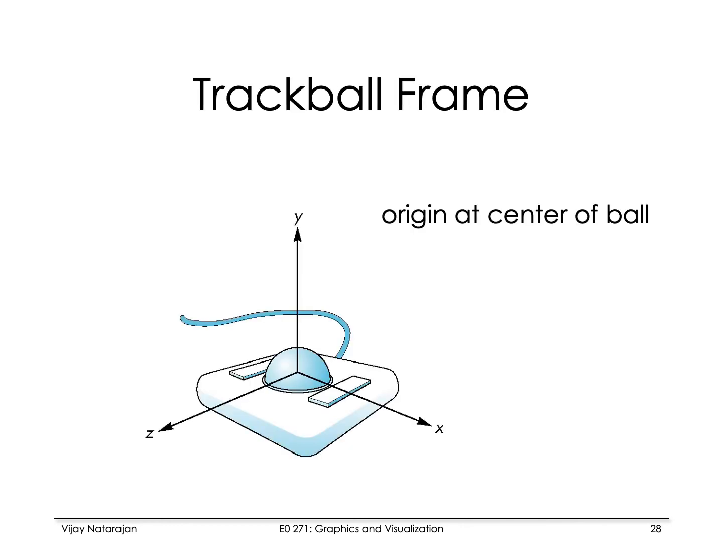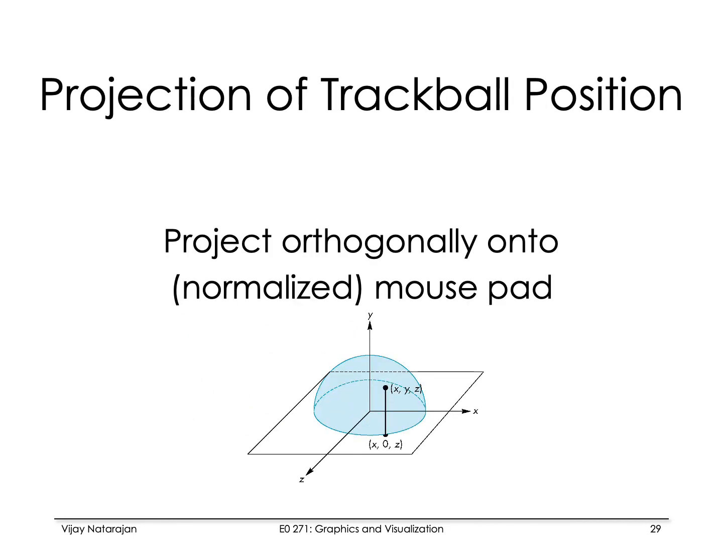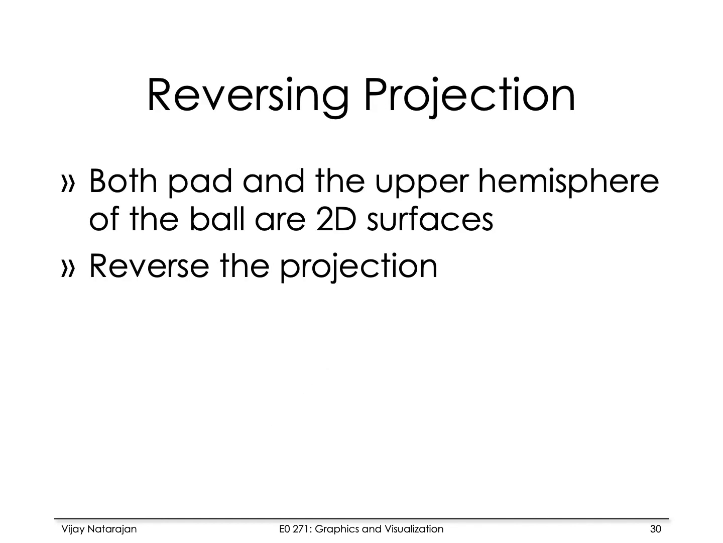So here is the frame for the trackball, the XYZ, and the origin is at the center of the trackball. So note that what you see here is only the top part of the trackball, right? It's only the hemisphere. Let's position the mouse pad. So here is the mouse pad. The XZ plane is the mouse pad.